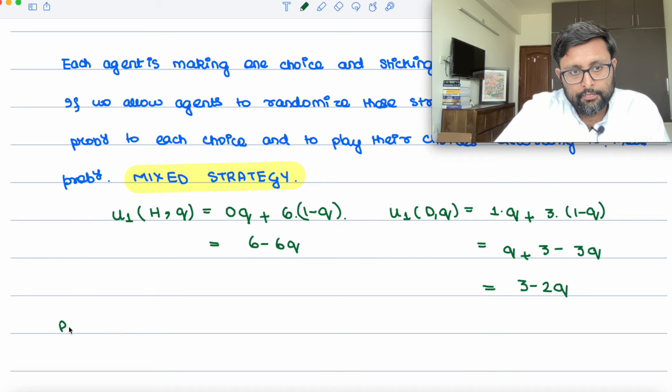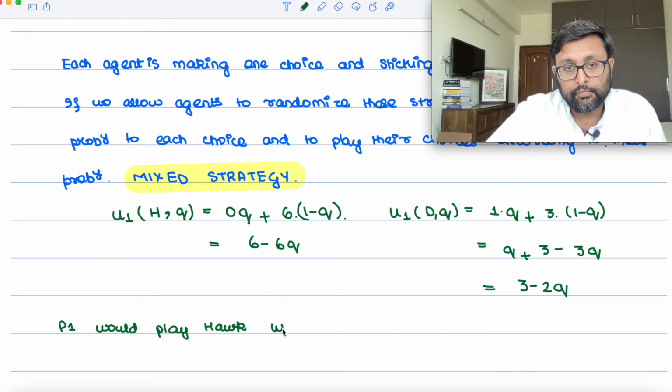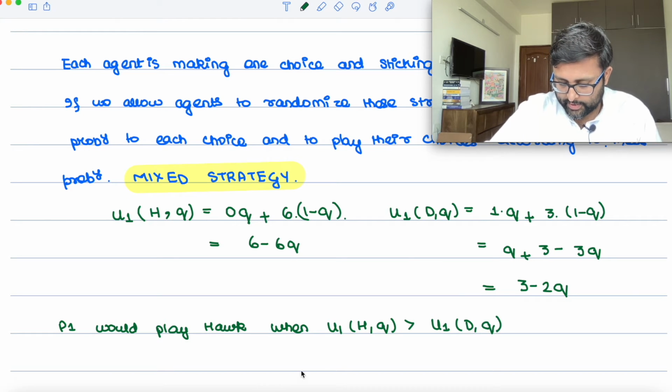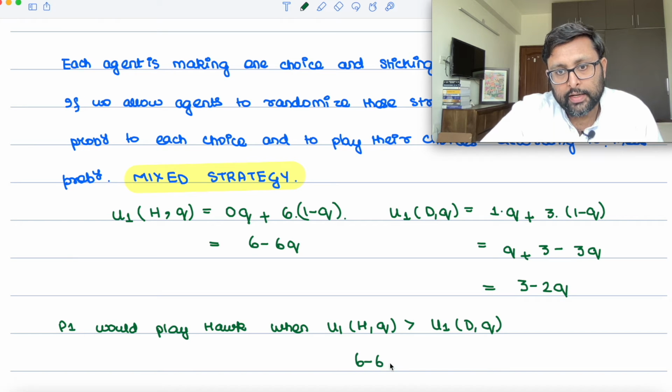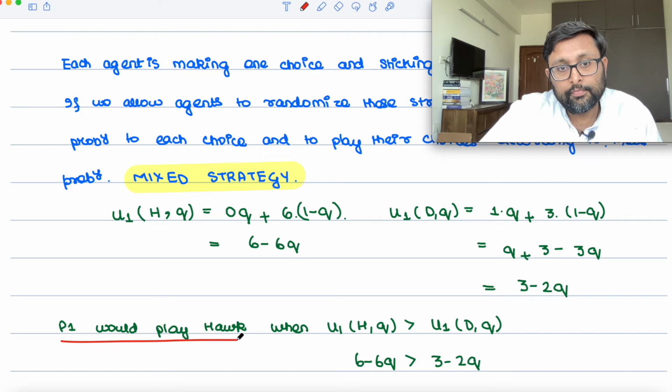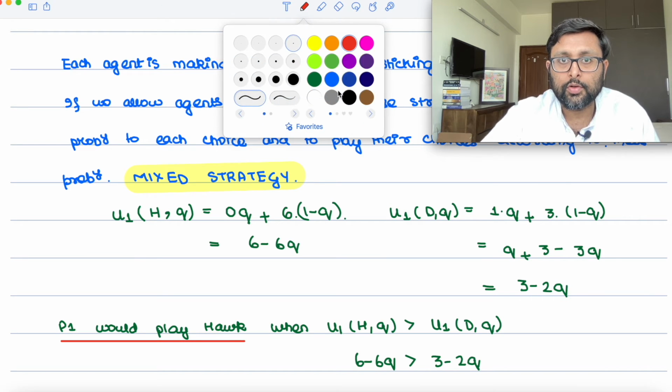So player 1 would play hawk when the utility which player 1 is going to get from playing hawk is more than the utility which player 1 is going to get from playing dove. Is that right? So beta, it is 6 minus 6q greater than 3 minus 2q. So in that case, I'm player 1, I'll be playing hawk, right?